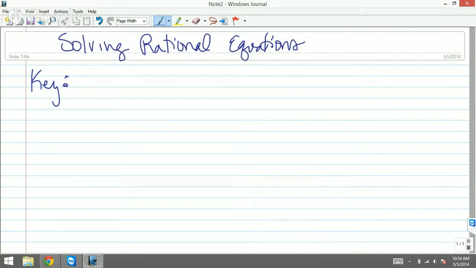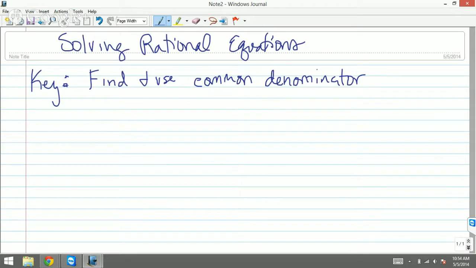The key to solving rational equations is to find and use the common denominator. Find and use the common denominator.